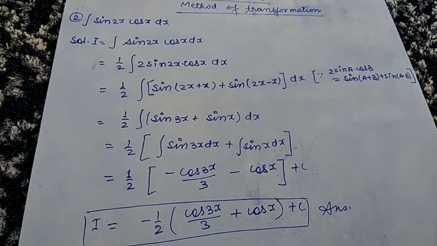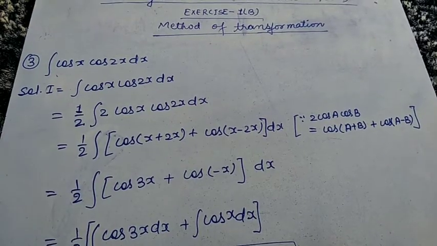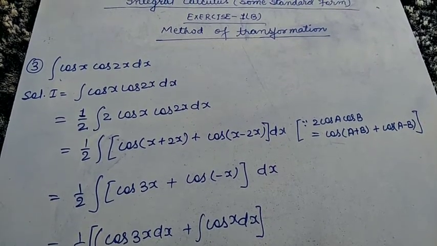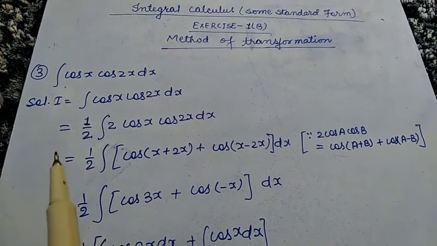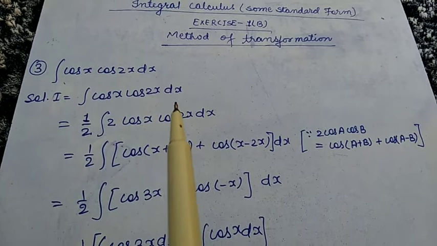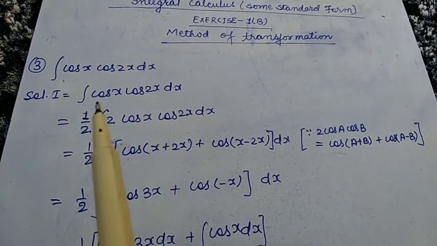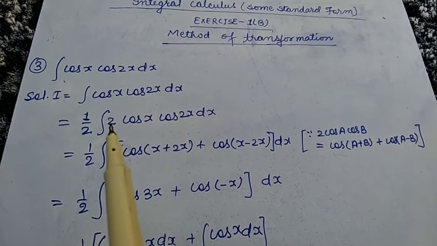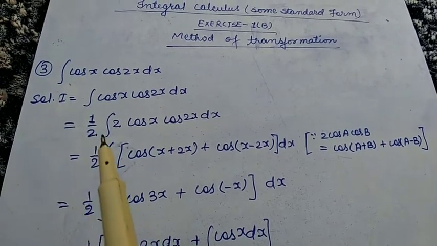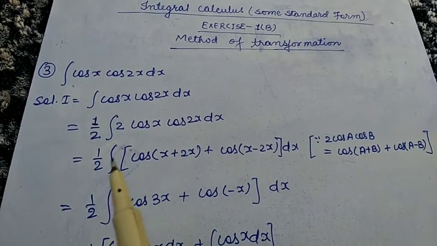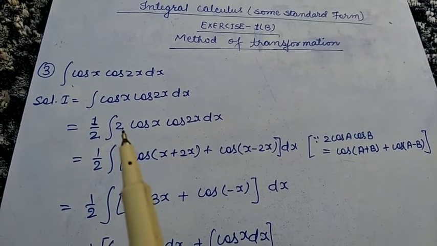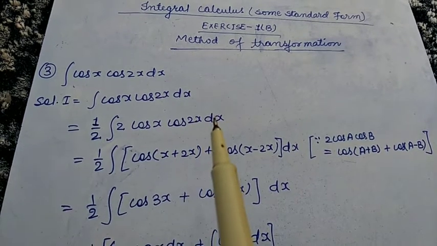This is the answer. See question number 3. The question is integration of cos x into cos 2x into dx. You can see the solution. I is equal to integration of cos x into cos 2x into dx. For solving this question, we will multiply by 2 and divide also by 2. So it will be 1 upon 2 into integration of 2 cos x into cos 2x into dx.